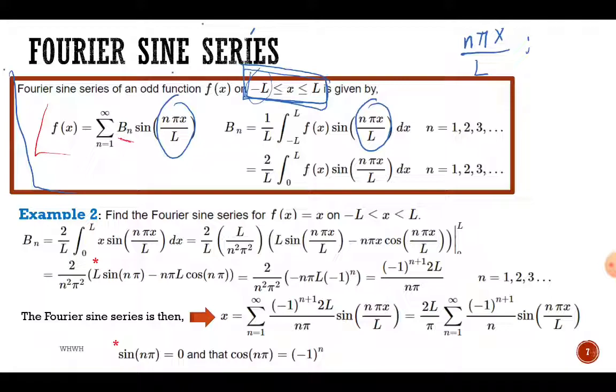Okay, so that's why the formula becomes Bn equals 1 over L integration from negative L to L f(x) sin n pi x over L.